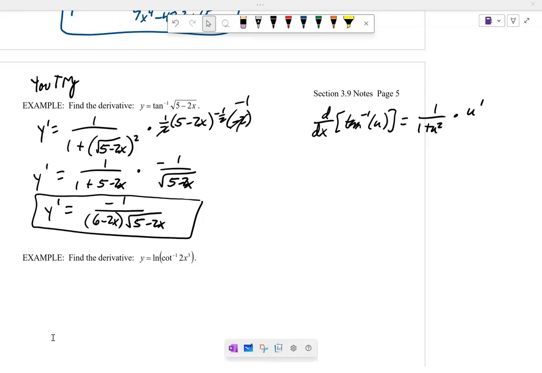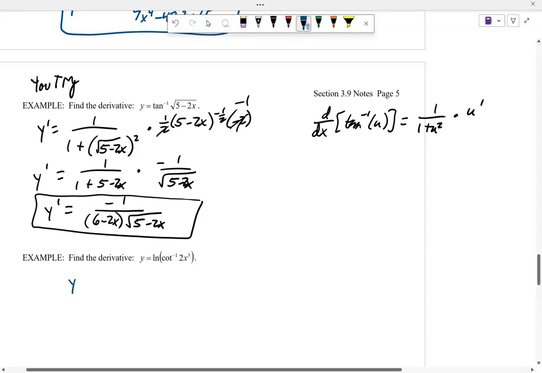Here we've got a natural log on this. So we're going to have to run the derivative of the natural log. The derivative of the natural log is 1 over that.